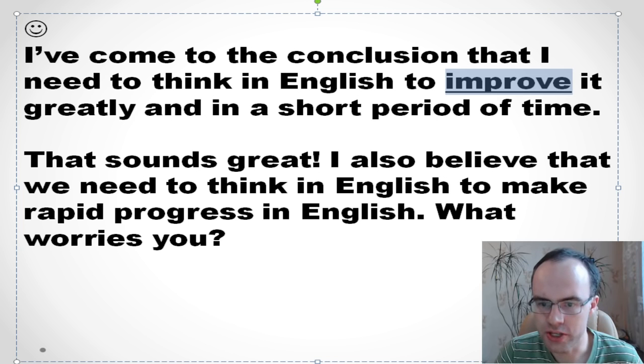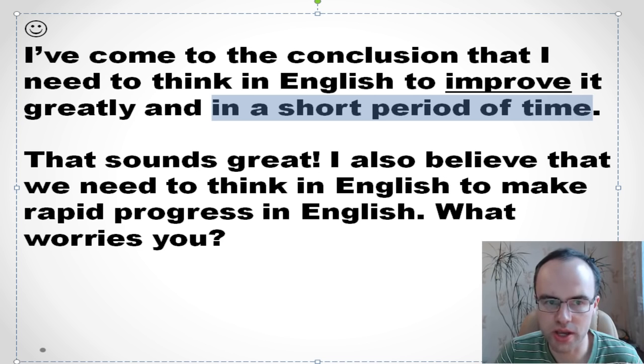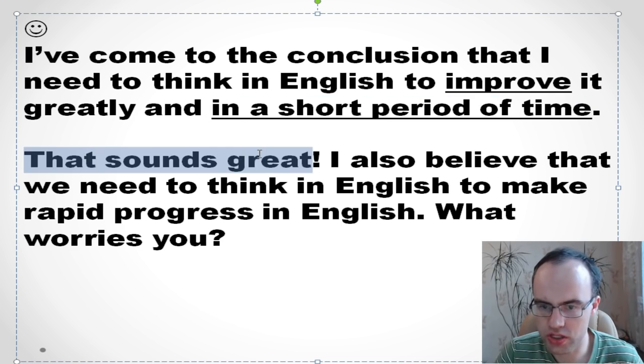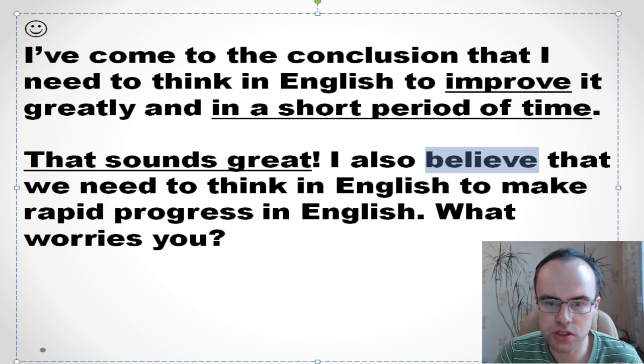I need to think in English to improve it, to make it better, greatly, and in a short period of time. In a short period of time means soon. As soon as possible. That sounds great, or it's a good idea. I also believe, or I also think that we need to think in English to make rapid progress.